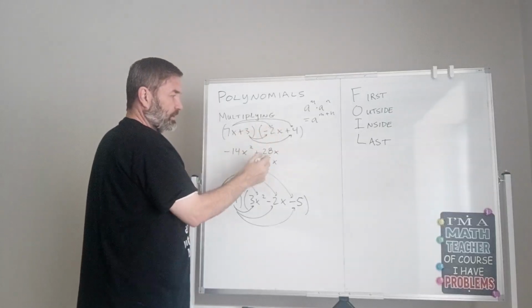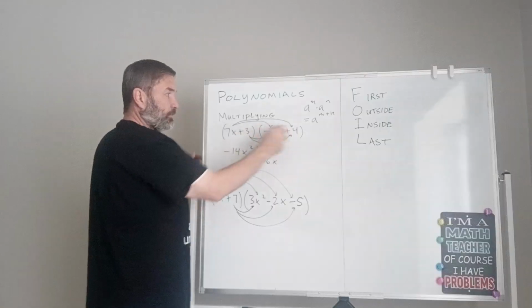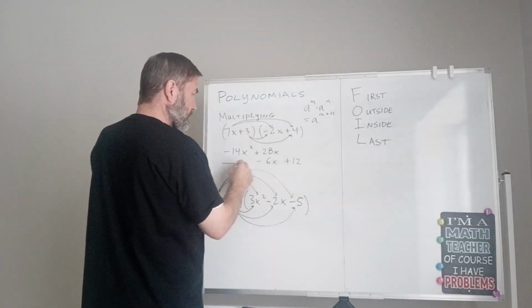Okay, and 3 times negative 2x, see, that's lined up my like terms, and I move left to do that, or right to do that. Now 3 times 4 is plus 12. Then what do we do? Well, then you just combine the like terms.